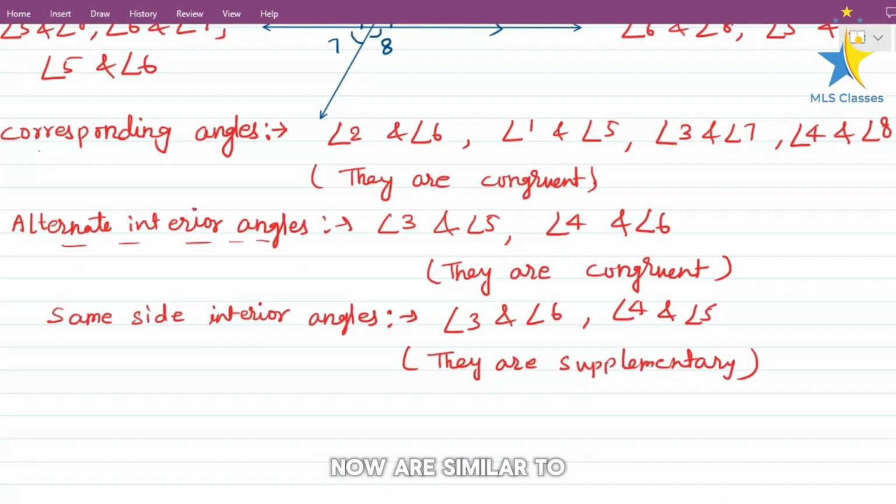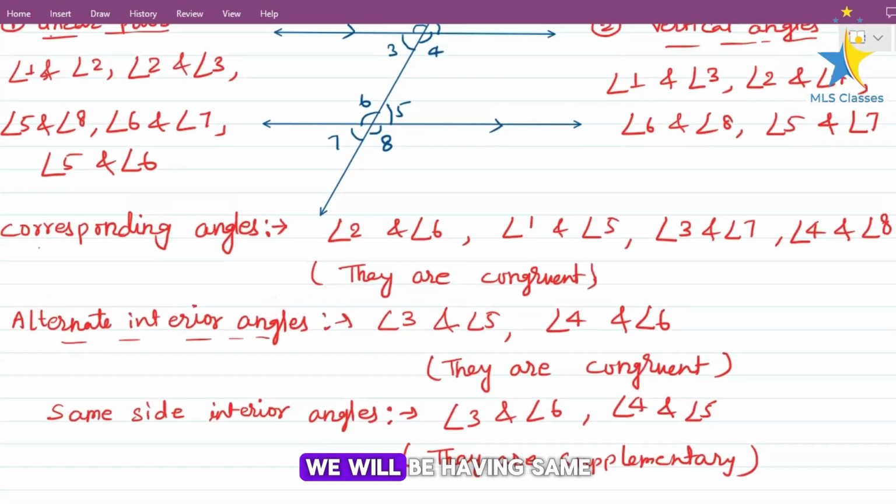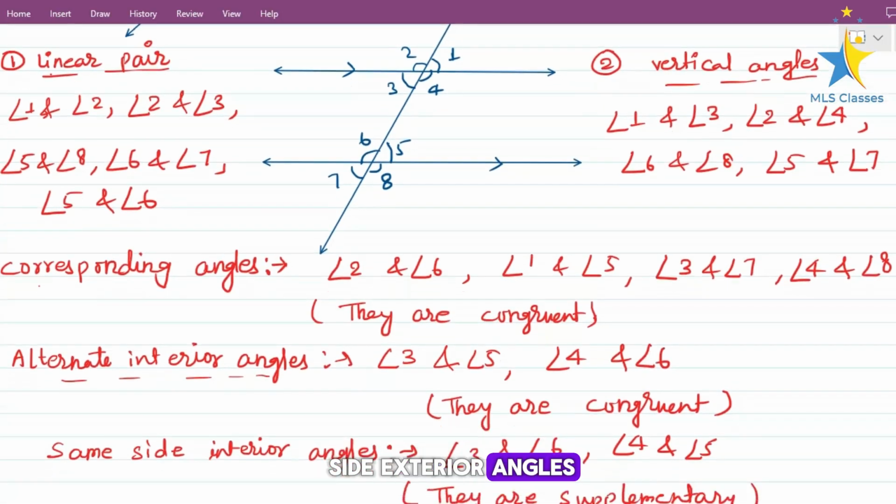Now, similar to same side interior angles and alternate interior angles, we have same side exterior angles, like angle 1 and angle 8, angle 2 and angle 7, and the sum of them will be 180 degrees, just like same side interior angles. And similar to alternate interior angles, we have alternate exterior angles, like angle 2 and angle 8, angle 1 and angle 7, and they have the same property as alternate interior angles. That means they are congruent.